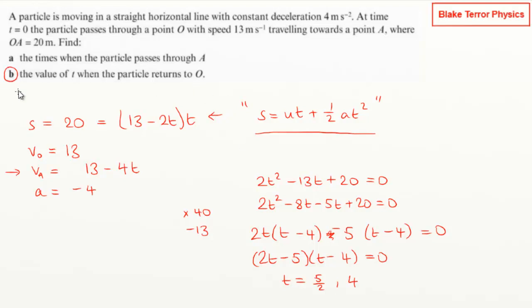Now the second part of this is probably going to be easier because we haven't got a missing v, and it's that one in the middle that's a pain. The value of t when the particle returns to O is twice the time going out to the resting point. It's going out, turning around and coming back. If it started at 13 meters per second and it's decelerating at 4 meters per second squared, it's going to take 3¼ seconds to hit 0. So we've got 3¼ out, and then 3¼ back. So it's going to be 6½ seconds to return to O.